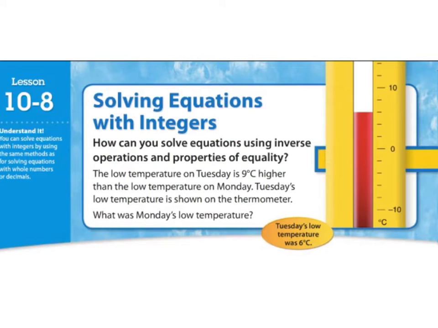Here's our first example for solving equations with integers. How can you solve equations using inverse operations and properties of equality? The low temperature on Tuesday is 9 degrees Celsius higher than the low temperature on Monday. Tuesday's low temperature is shown on the thermometer. What was Monday's low temperature?